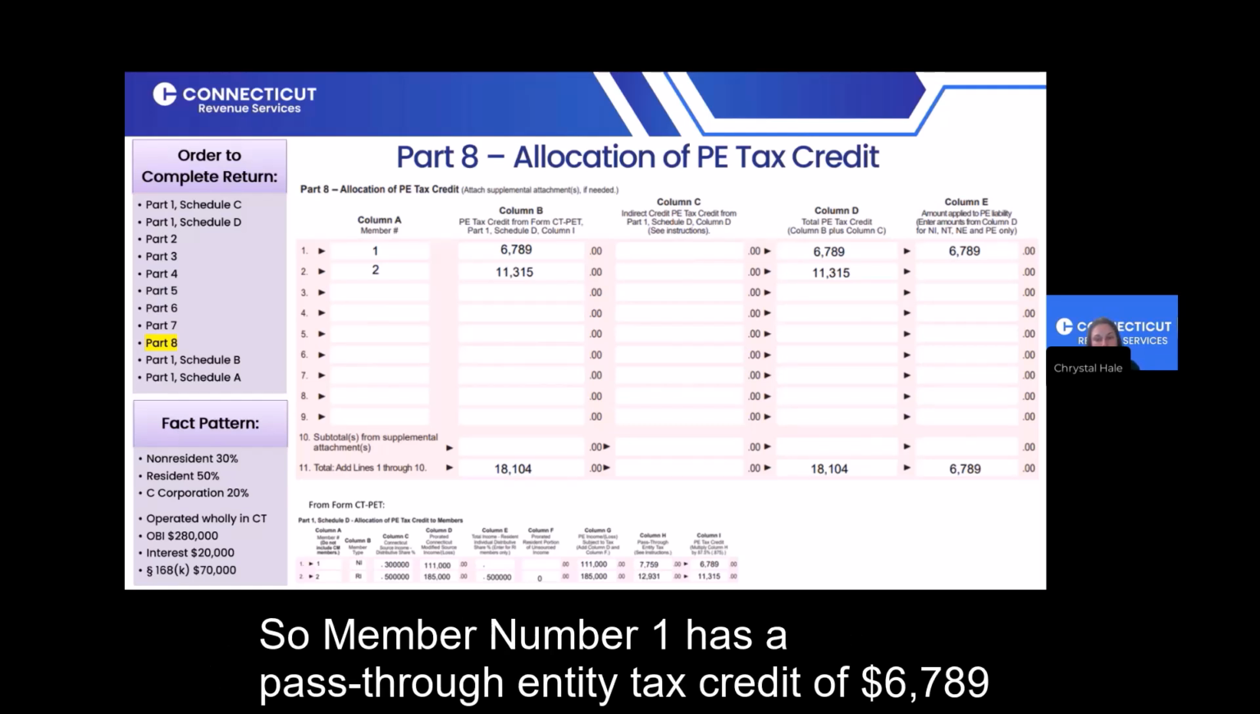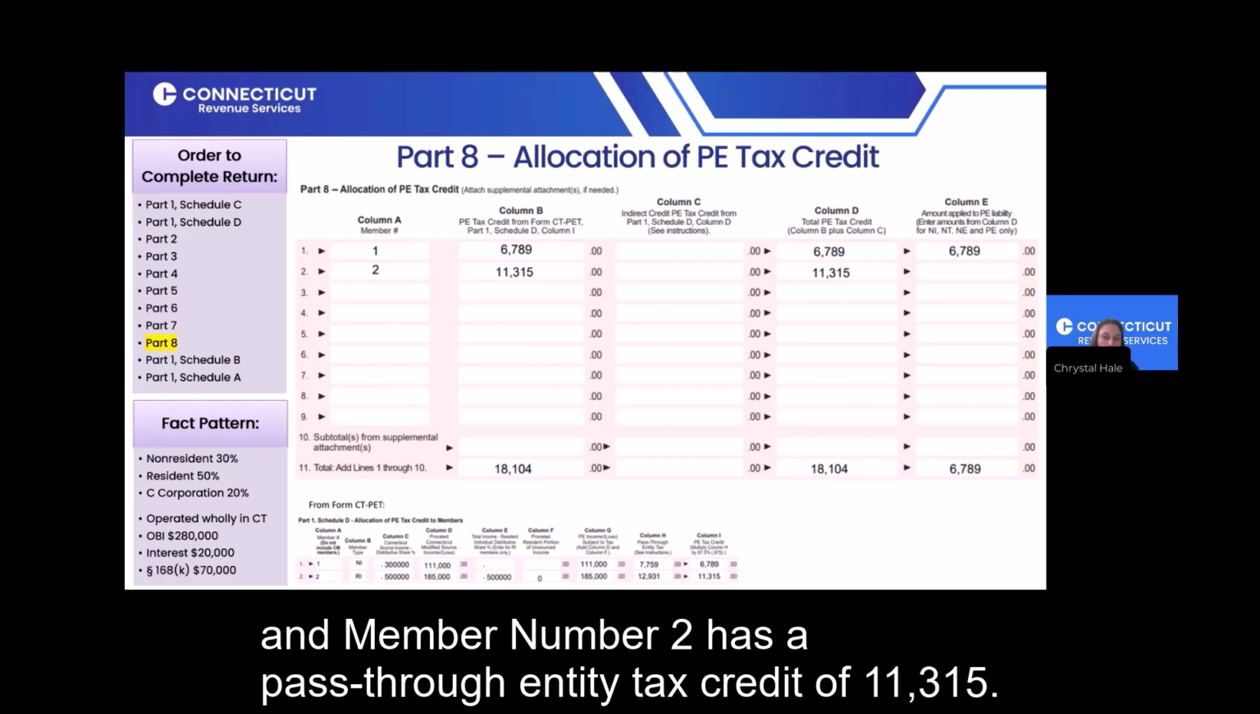So member number 1 has a pass-through entity tax credit of $6,789, and member number 2 has a pass-through entity tax credit of $11,315.